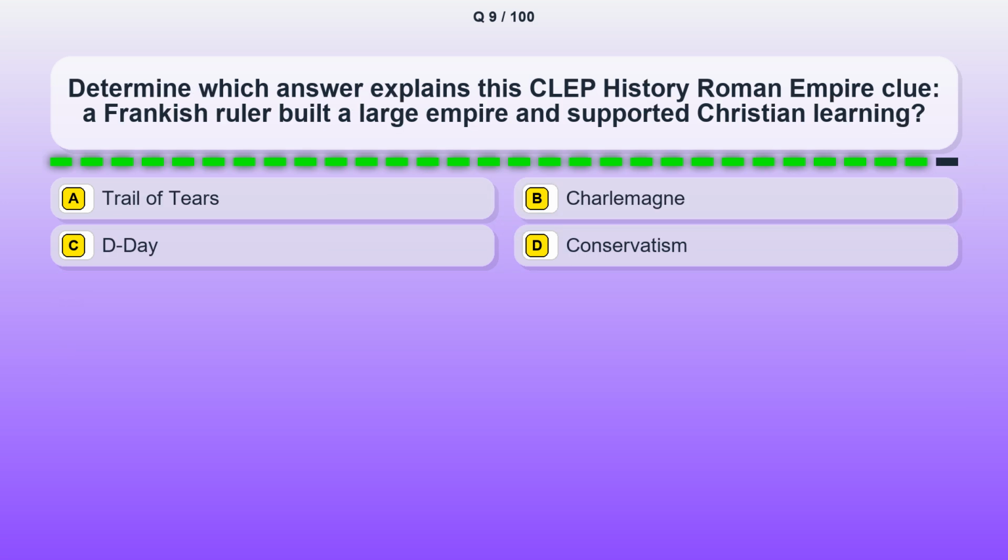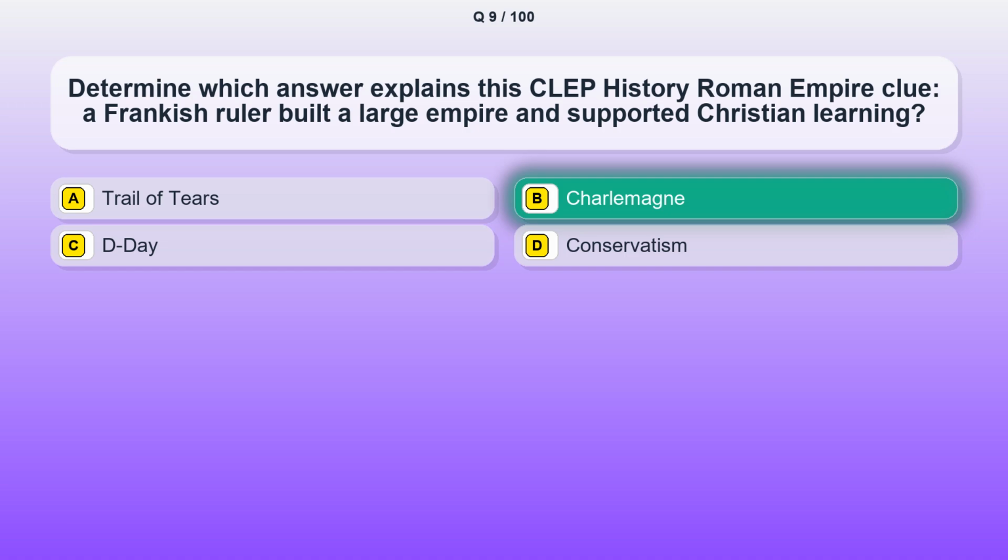Question 9. Determine which answer explains this CLEP History Roman Empire clue. A Frankish ruler built a large empire and supported Christian learning. Option A. Trail of Tears. Option B. Charlemagne. Option C. D-Day. Option D. Conservatism.